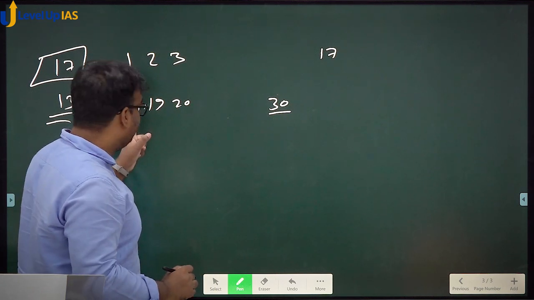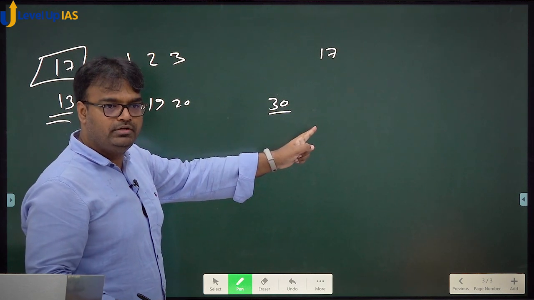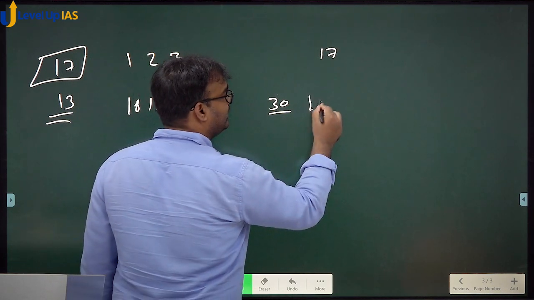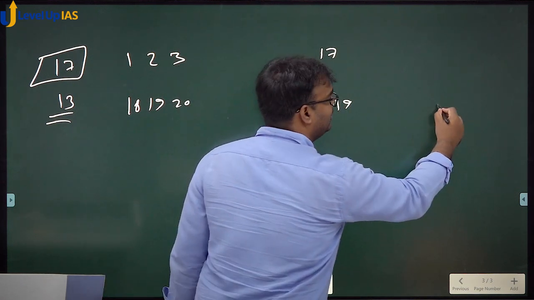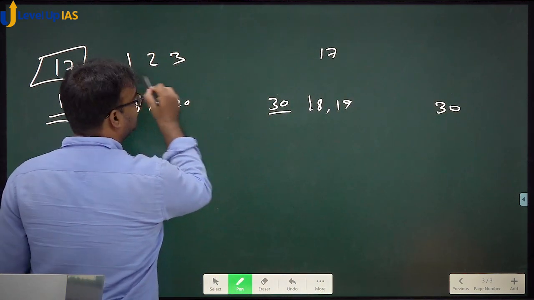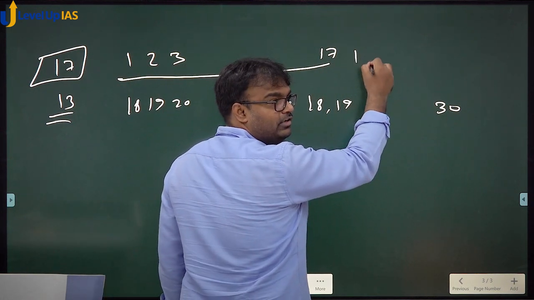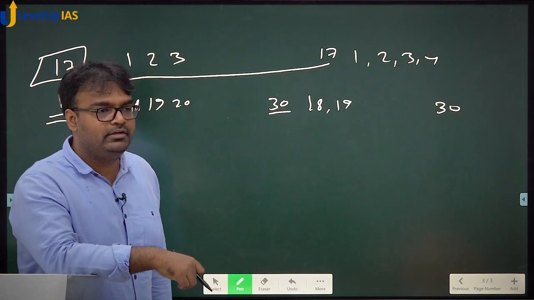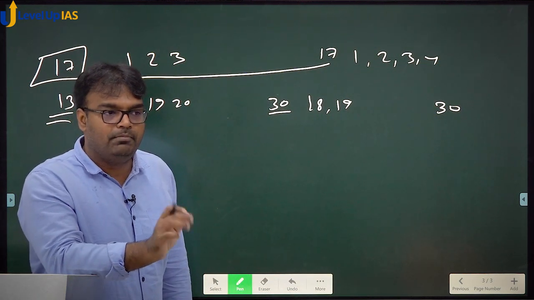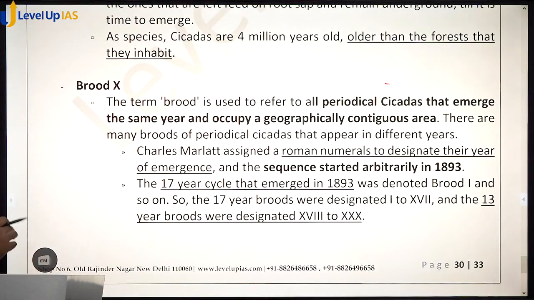So after 18 years, their children would come out in the next brood, they'll again be called 18, 19, 20 till 30. Whereas the 1 to 17 ones, they would be called after 17, 1, 2, 3, 4. So in this way, broods have been numbered. Fine. So this year it was in news because of brood X.